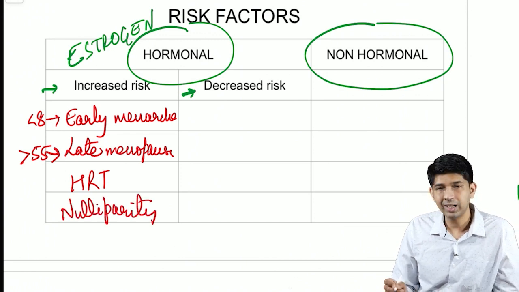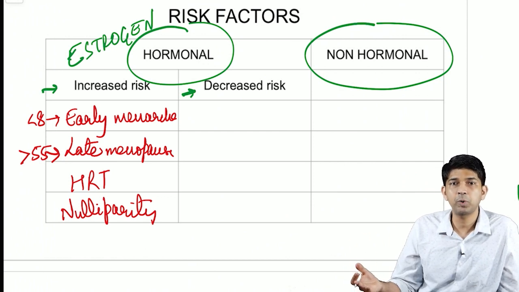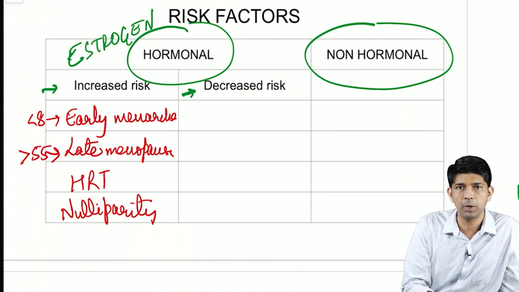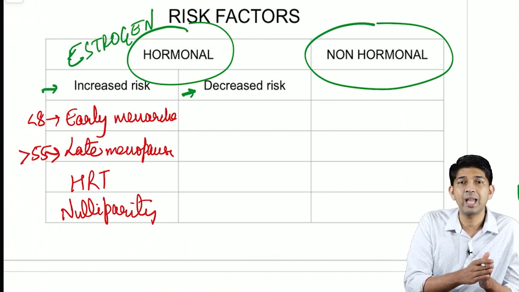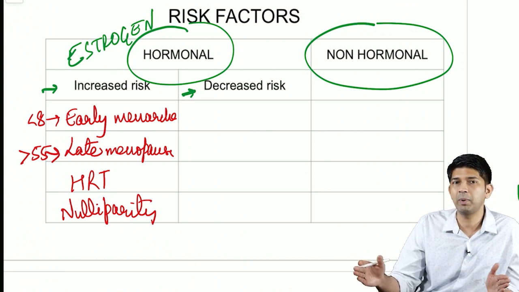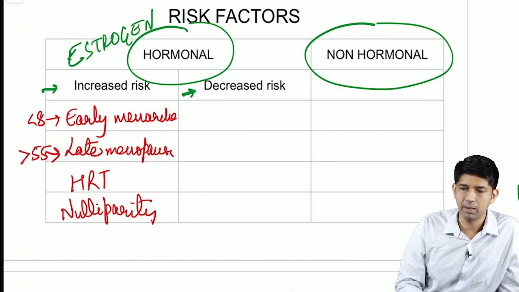Okay, we all know that in pregnancy, it is progesterone which is the major hormone. So whenever progesterone comes up, the estrogen level drops down. So during pregnancy, the level of estrogen is minimal and they're amenorrheic. Okay, for 9 months, they don't have menstruation. So at least for the 9 months, they have protection against CA breast.